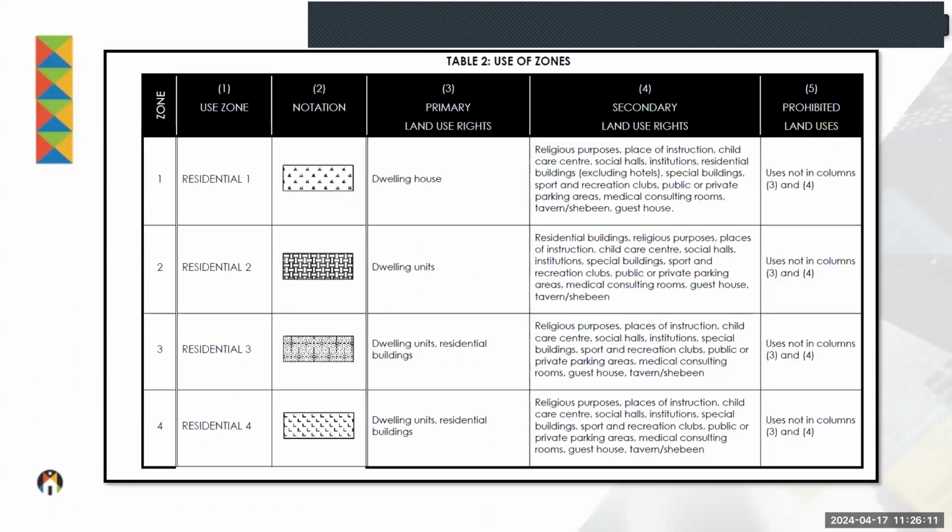Here is just a screenshot out of a town planning scheme, the use of zones, for instance. There you can see residential 1. You will see how it's been noted on the town plans itself. The primary land use rights has been given, which is a dwelling. Then there are secondary land use rights that might be allowed under special consent, for instance. And then there are definitely prohibited land uses, in other words, uses where that property cannot be used for.